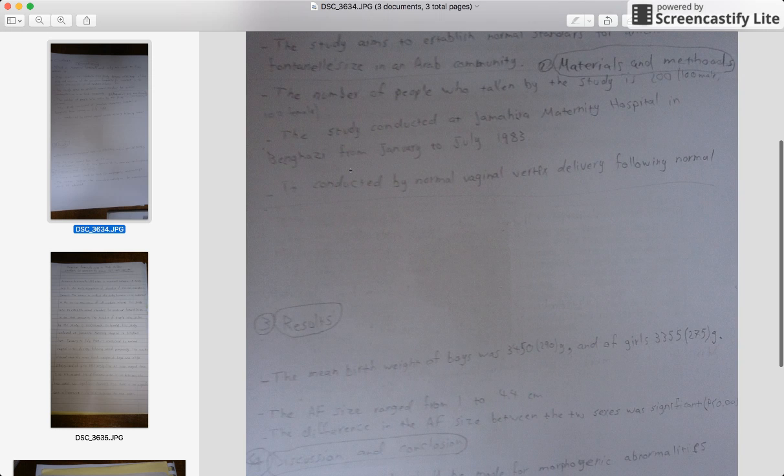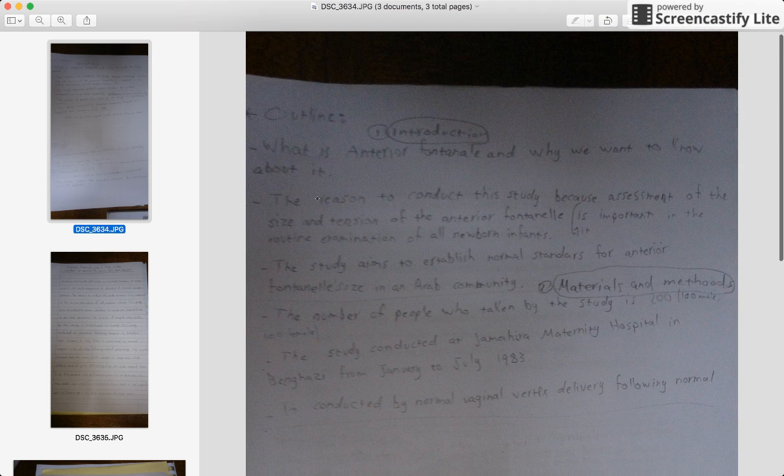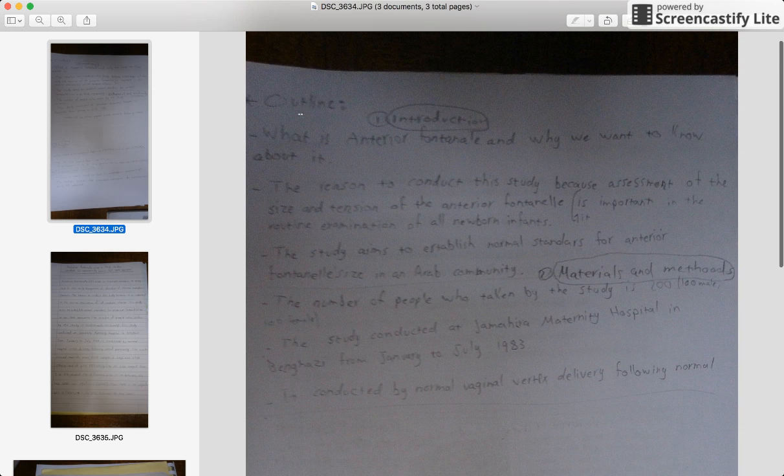Okay, Saad, let's see what you've done here. Okay, let's zoom in a little bit because I can't really see it. Okay, so the first thing is, as opposed to putting outline here, you need to just put the title of the article for your outline.